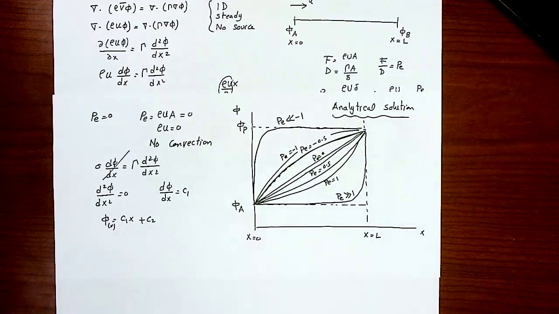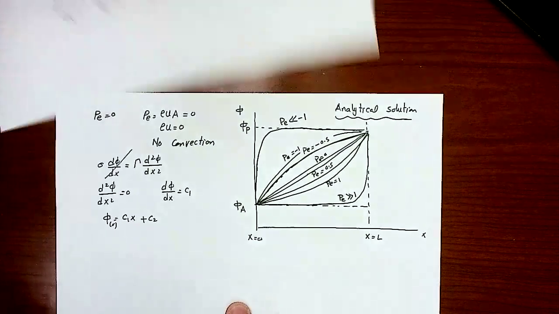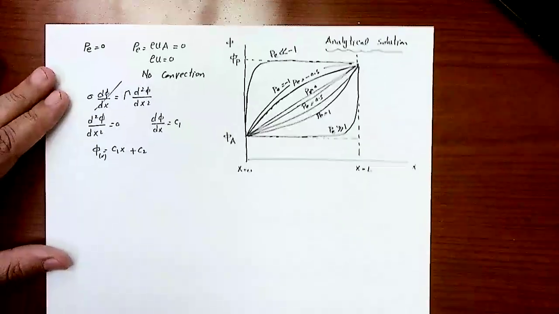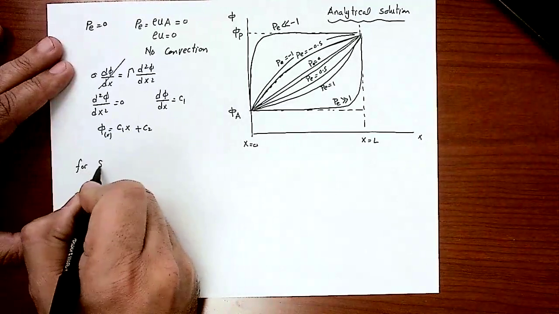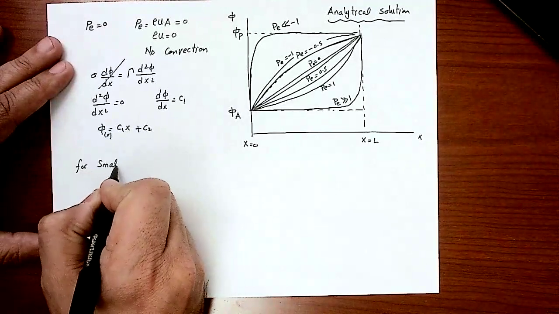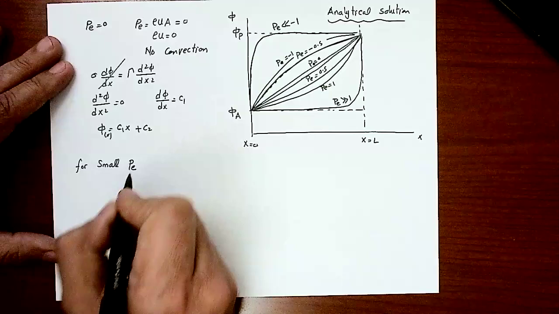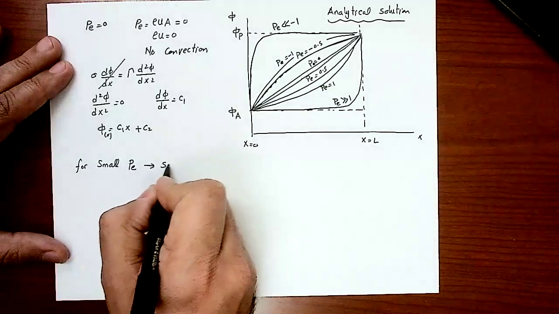Okay, so for small cell Peclet number, let's write down that the analytical solution is linear.